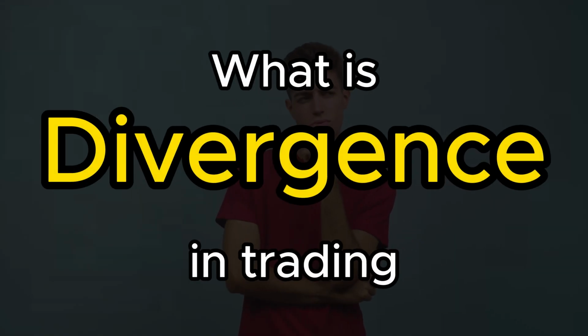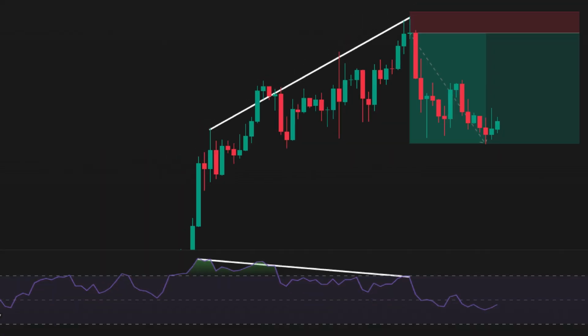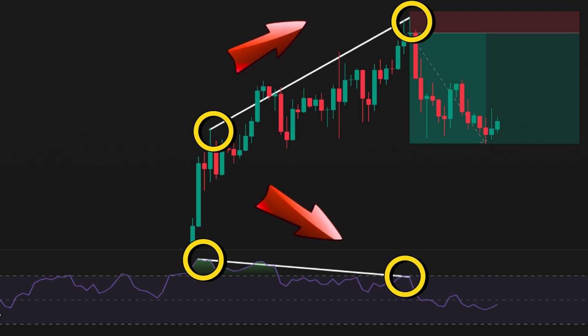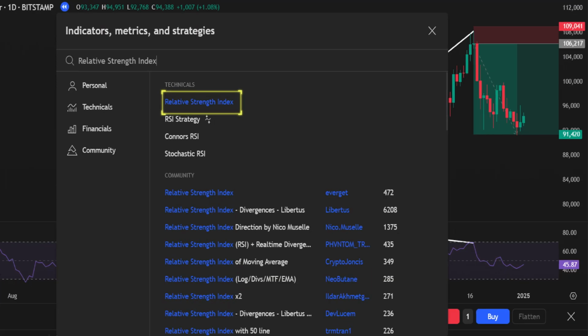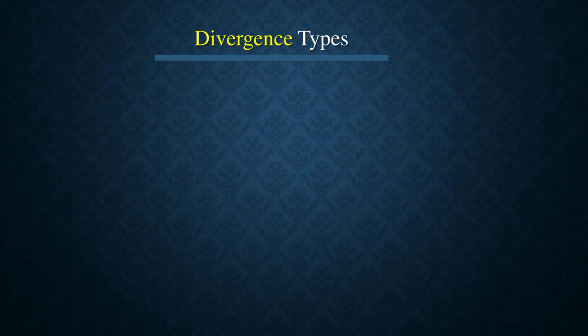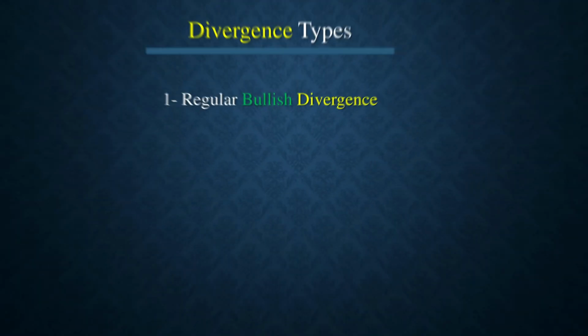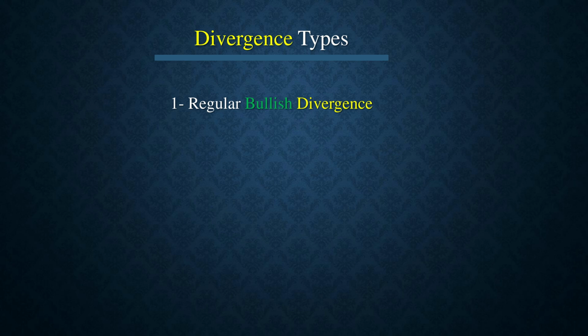At first, let me tell you about what is divergence in trading. It refers to a position where the price candlestick moves in the opposite direction of an associated indicator, and the indicator that I prefer to use for this purpose is RSI. Overall, there are several types of divergence. First one is the regular bullish divergence.